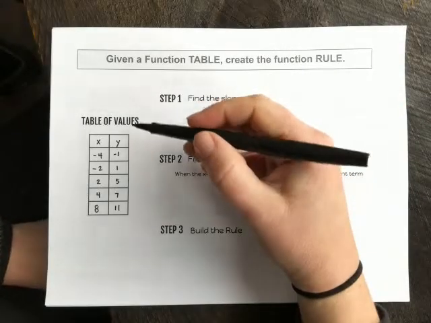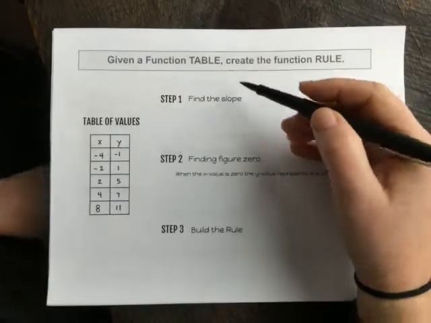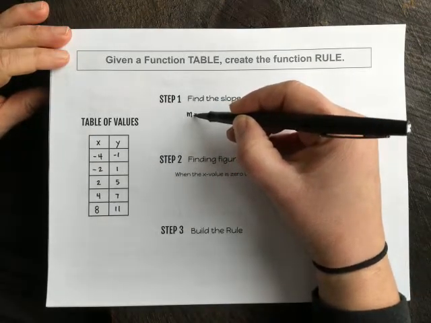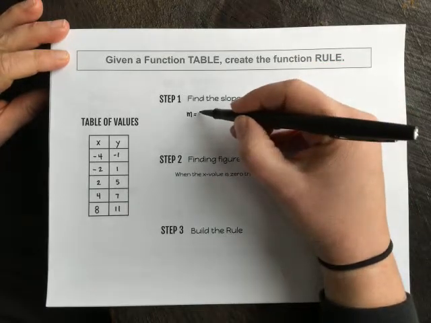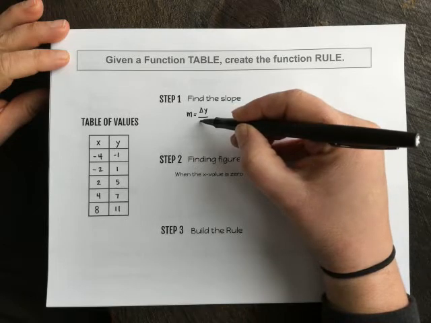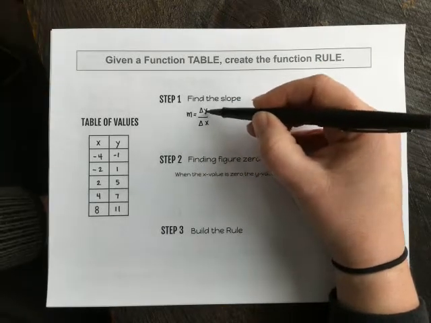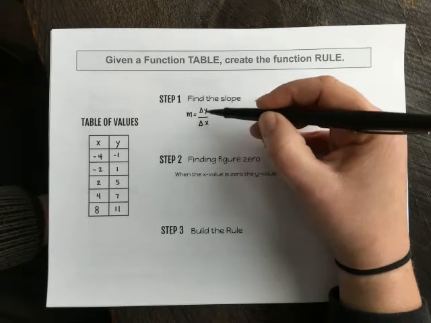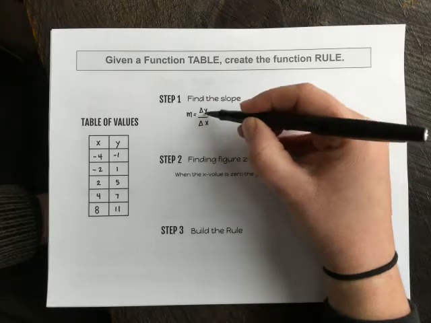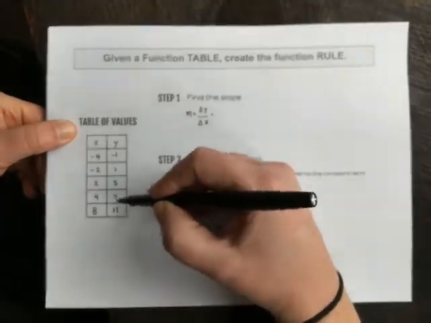Our first step to take this from table to rule is to find the slope. Slope is used for the letter m in algebra, and it's defined as the change in y compared to the change in x. It's a ratio of the change in y compared to the change in x. So we need to find how my table is changing according to the y-axis. I'm going to go to the y column.